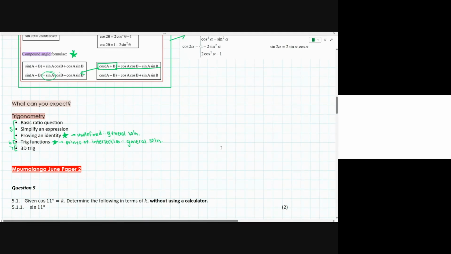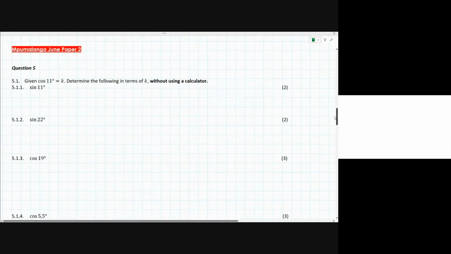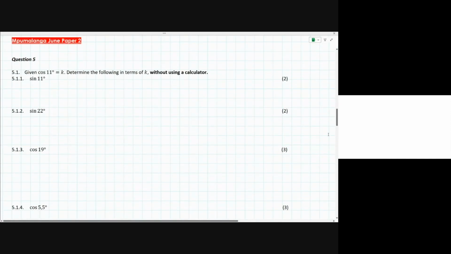Let's have a look at some questions. Remember, if at any point you have questions, please ask, and I will obviously stop and help you. But let's get into it. So guys, this is the first type of question. Like I said, it's your basic ratio type question. Now these questions, again, not hard in any shape, sense, or form. Where it trips us up is understanding how the angles relate to each other. Okay, so we have been given cos of 11 degrees equals k.